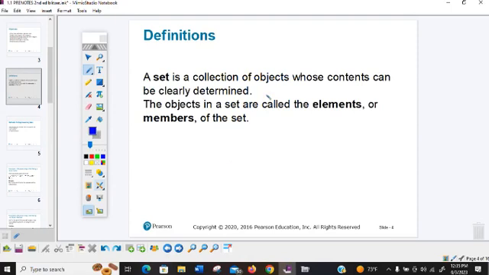A set is a collection of objects whose contents can be clearly determined. And by the way, we usually use these little set brackets when we have a set. The objects in the set are called elements or members of the set.